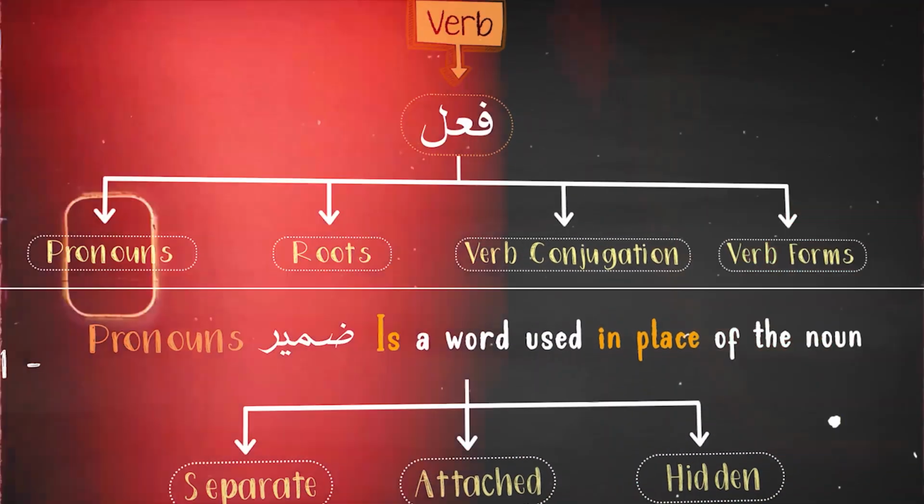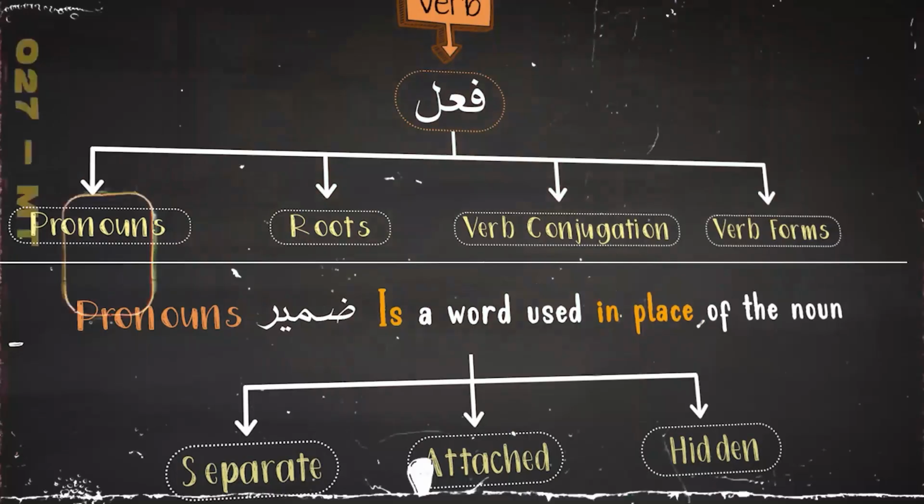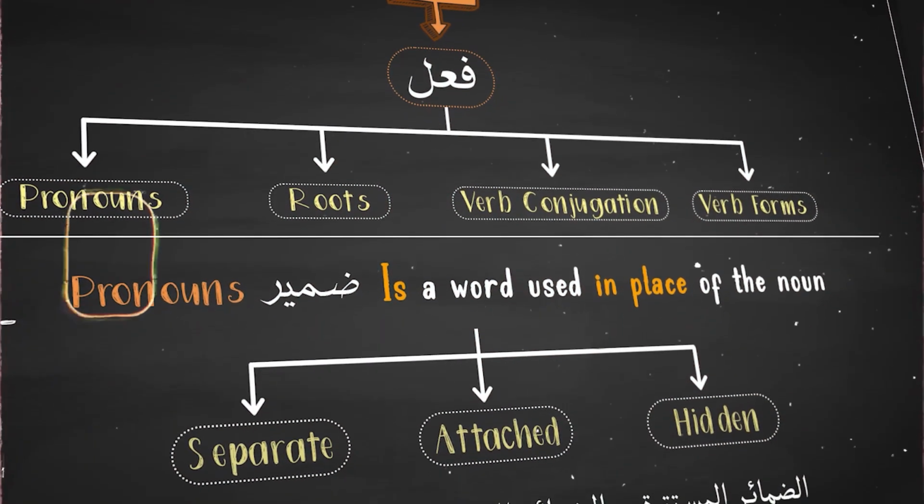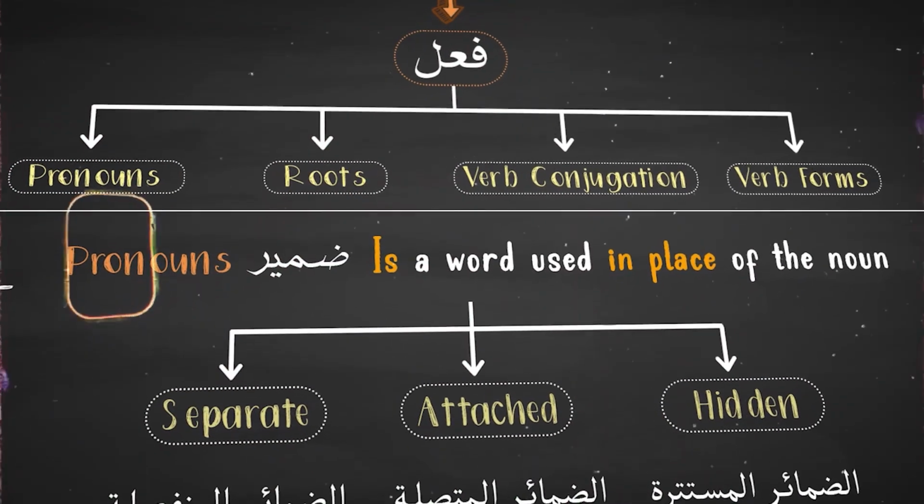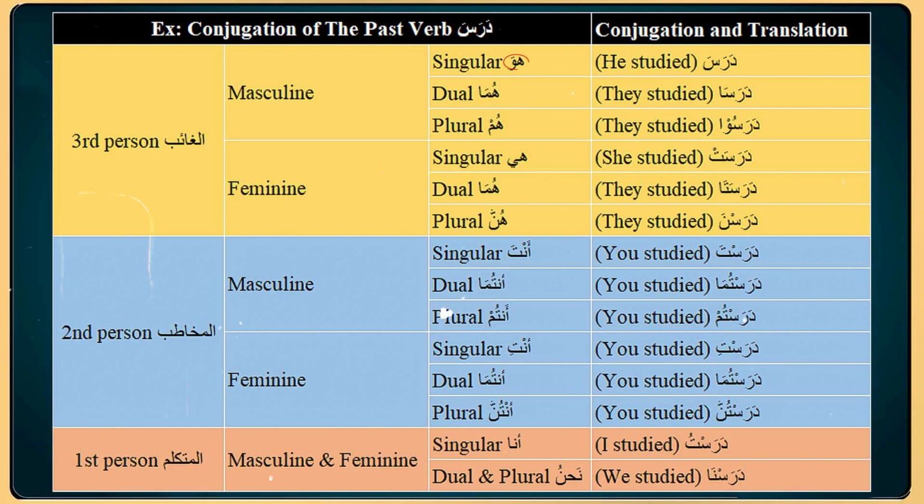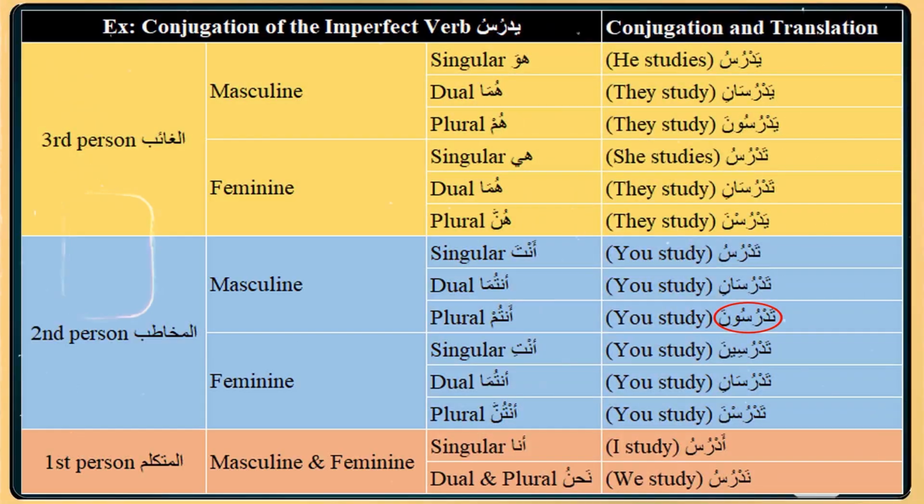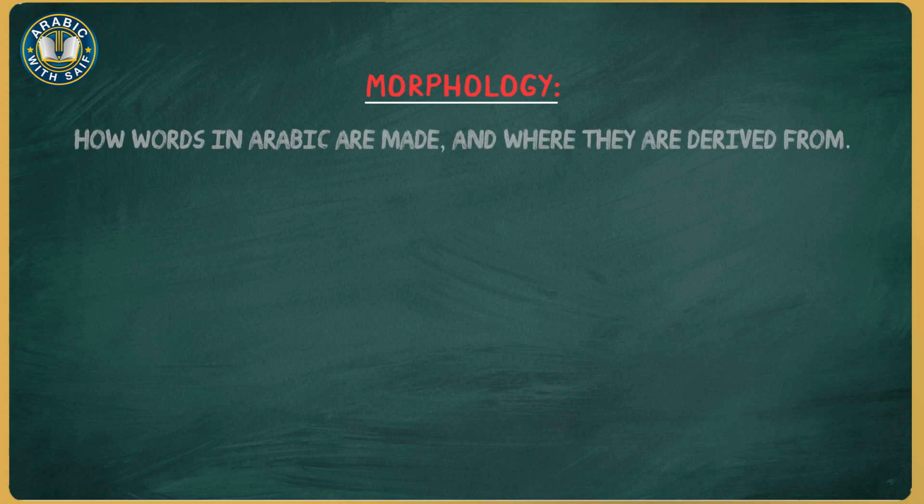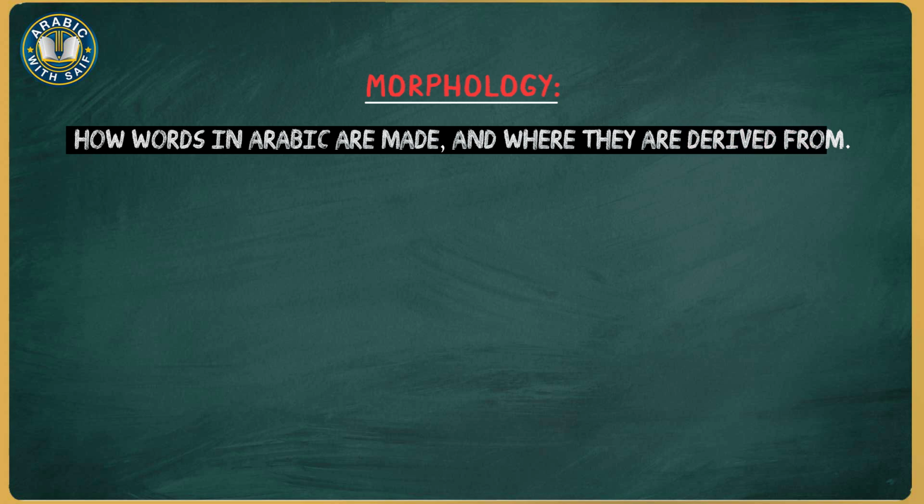In previous lessons, we have been discussing the Arabic verb. We have learned the concept of pronouns with all its kinds: separate, attached, and hidden pronouns. We also learned how to conjugate verbs in past, present, and imperative. Now, it's very important to understand the morphology of Arabic verbs. Morphology means how words in Arabic are made and where they are derived from. That's why today's main topic will be about rooting.